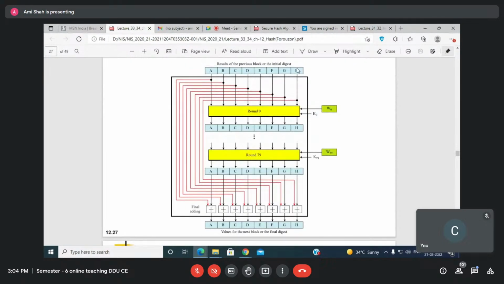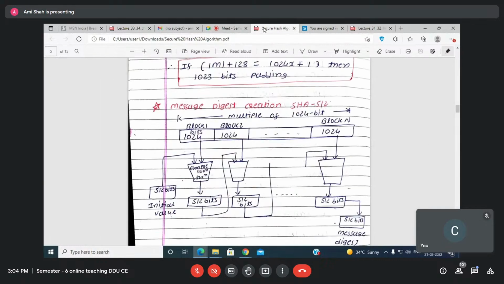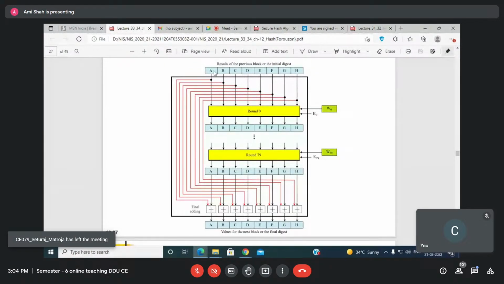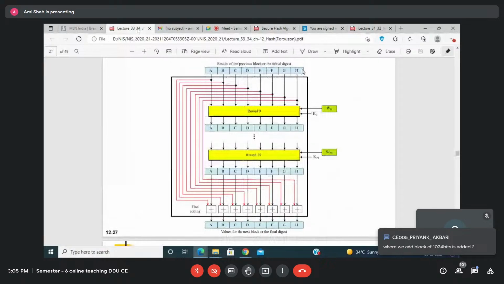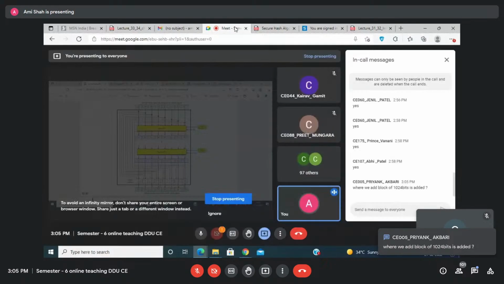Let's say I am not taking the initial digest here. Right now I am getting this 512 bits. Now how am I getting this 512 bits? In this case what happened? What is this digest? Can anyone please reply? If I want to find this 512 bits, then what is this digest? Please write down in the chat window.